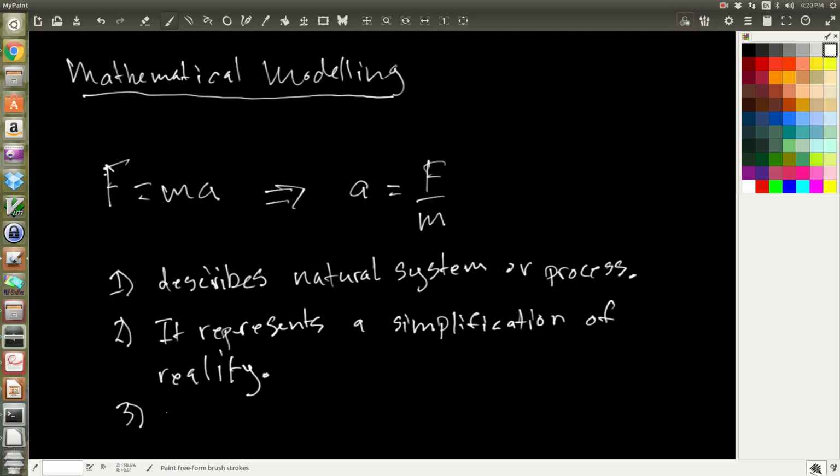Lastly, they give reproducible results and allow us to make predictions.